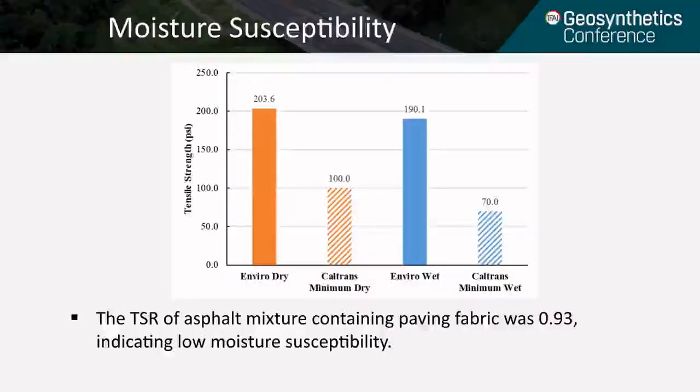Here are the TSR test results. Through the TSR test, we found that asphalt mixtures containing milled paving fabric had much greater dry and wet tensile strength than the minimum values required by Caltrans specification. Overall, the TSR ratio was 0.93, indicating the asphalt mixture containing paving fabric had very low moisture susceptibility.